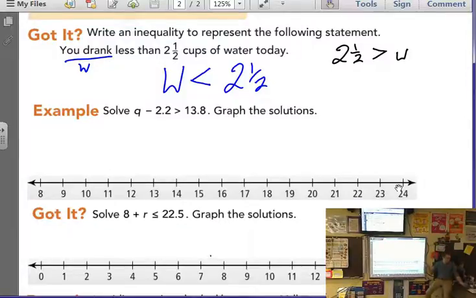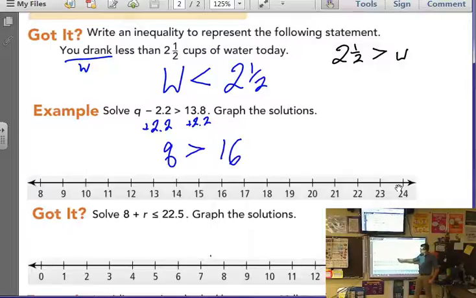what do I do to get the Q by itself? Anish, what do you think? To get the Q by itself, you have to add 2.2 to 13.8. Yeah, just like in an equation, I add 2.2 to the 13.8. My inequality symbol stays the direction that it was, and I get 16. So Q is greater than 16, but now we gotta graph it.